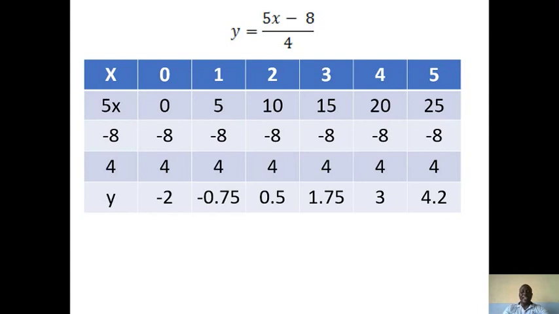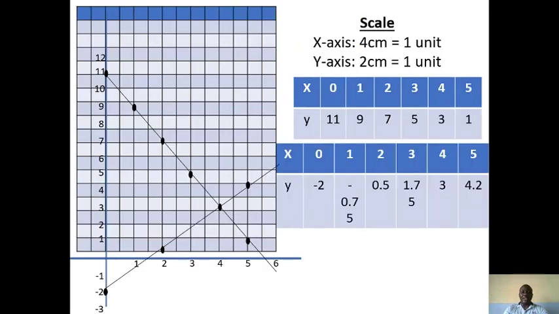So now the next thing, we will need to know the relevant values of each table. I said the relevant values of the table are the x values and the y values. They are the ones we are going to use on the graph. So you see, I have the y and x values for the first equation and the y and x values for the second.